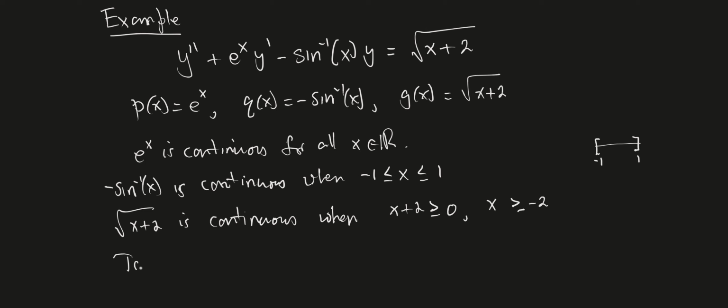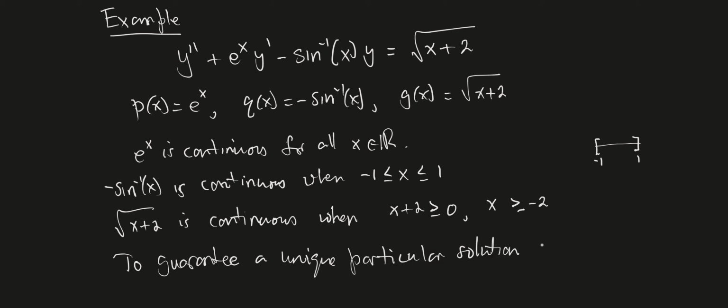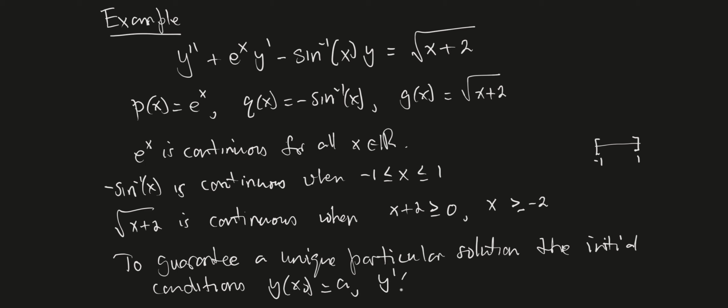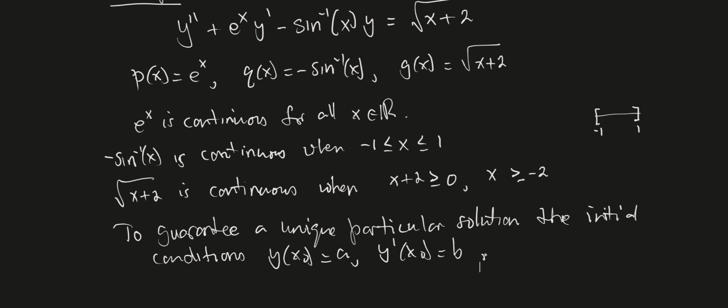So to guarantee a unique particular solution, right? The conditions, or let's say the initial conditions, where I have y of x0 is equal to some number, and then y prime of x0 is equal to some other number. So these conditions, let's say the initial conditions, must involve x0 in the interval negative 1 to 1, right?